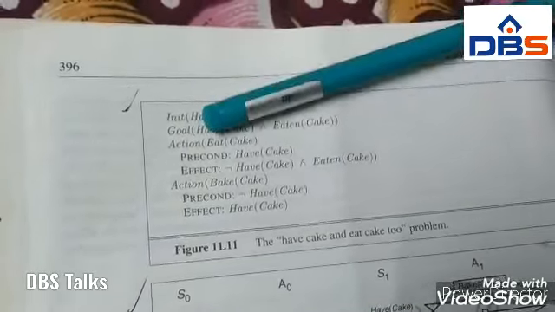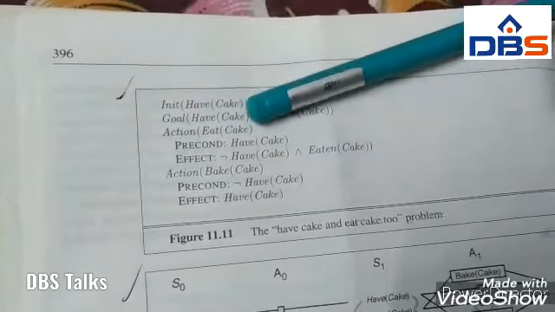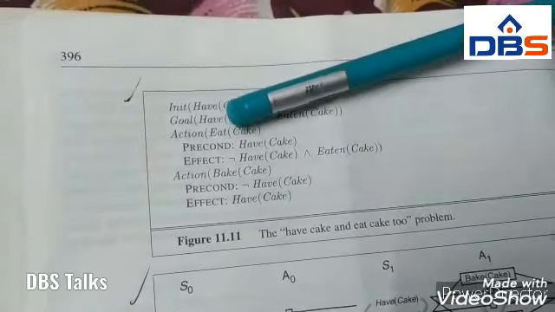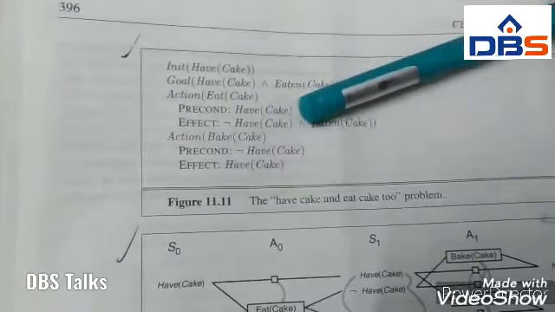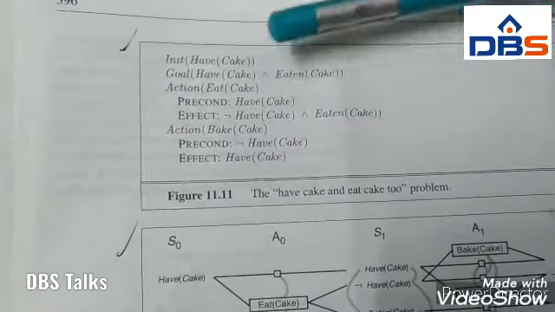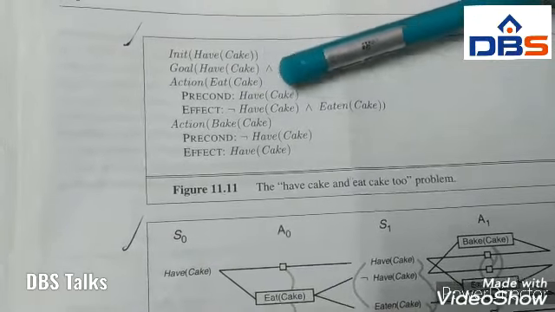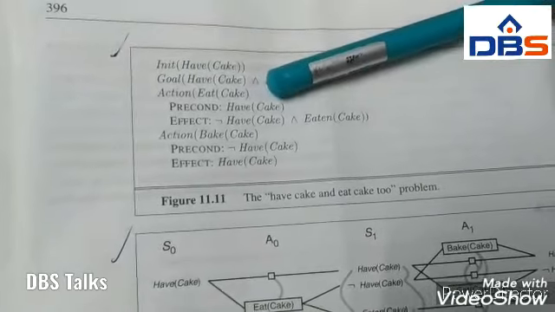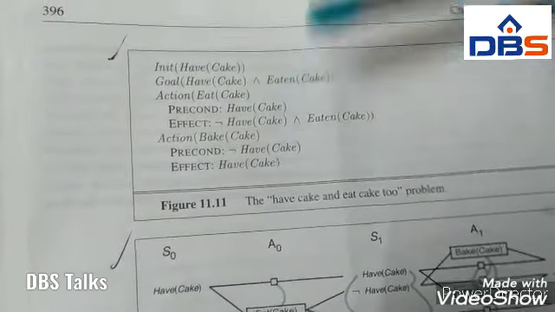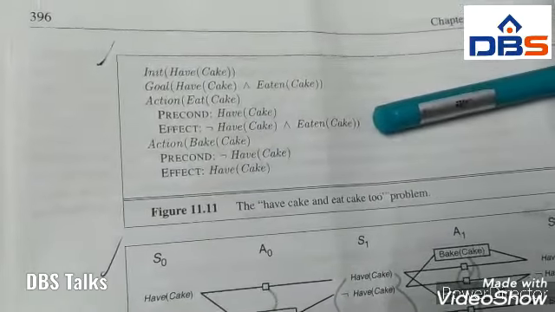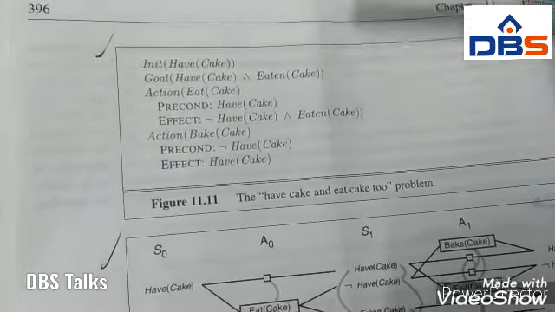The first one is the action eat of cake. Here the precondition is have of cake. Only when the cake is available can we eat. Now the effect after eating the cake is not of having the cake, and eaten of cake. This is the effect of the precondition.